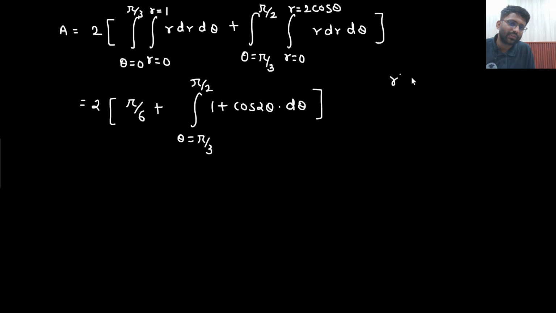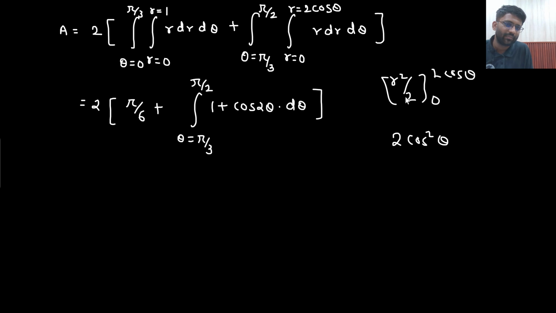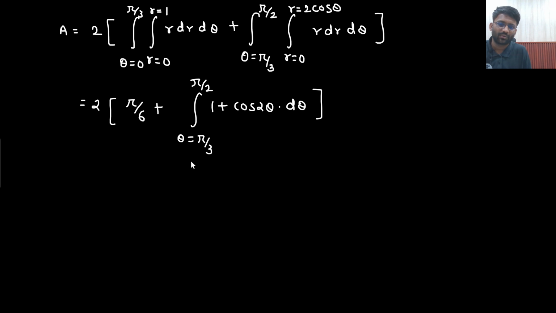Okay, this will give you r square by 2, right? R square by 2 means 0 to 2 cos theta I will put. This will become 4 cos square theta, so it will become 2 cos square theta divided by 2 is also there. So 2 cos square theta could be written as 1 plus cos 2 theta. So directly I have put this value. Okay, now I am supposed to solve this integral.